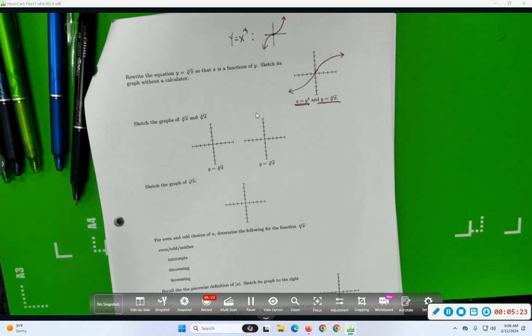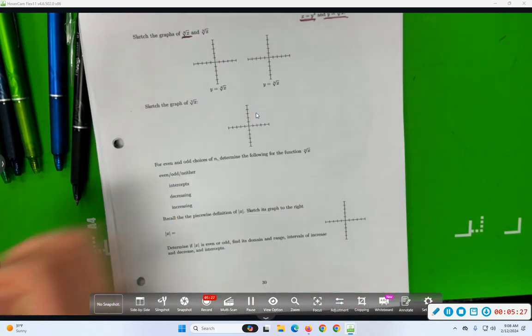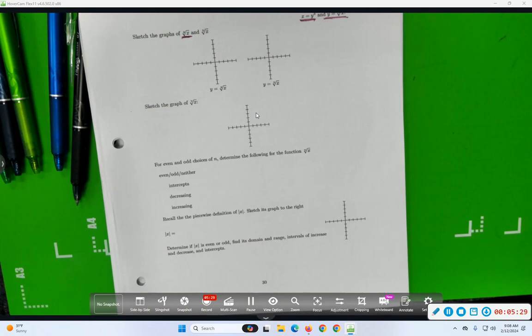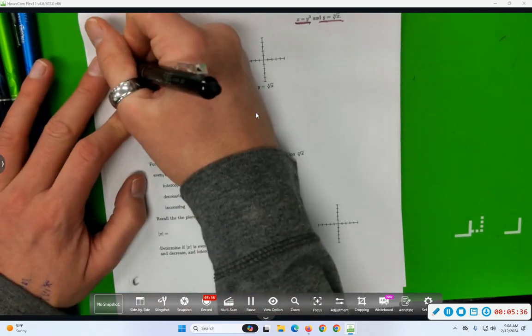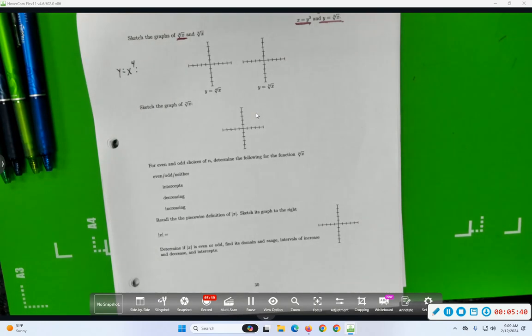And let's see if this pattern continues. Let's play this game to sketch the graph of y equals the fourth root of x. Let's start with y equals x to the fourth. What does its graph look like?